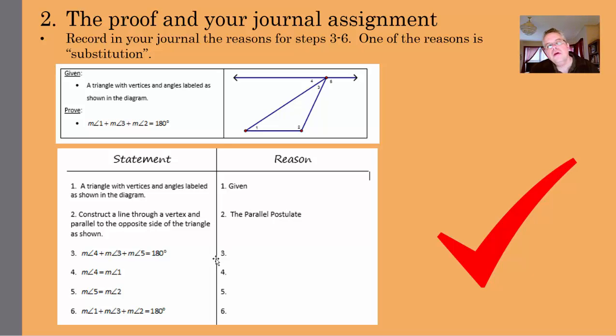Okay, now the other reasons I want you to supply. You may have to go back and watch when we're talking about in the plan, but why do these three angles add to 180? Why is 4 and 1 equal? Why is 5 and 2 equal? And how we arrive at the last step. I think there's a huge hint here. One of the reasons is given right here. One of the reasons is substitution. So you have to figure out which one of those is substitution.